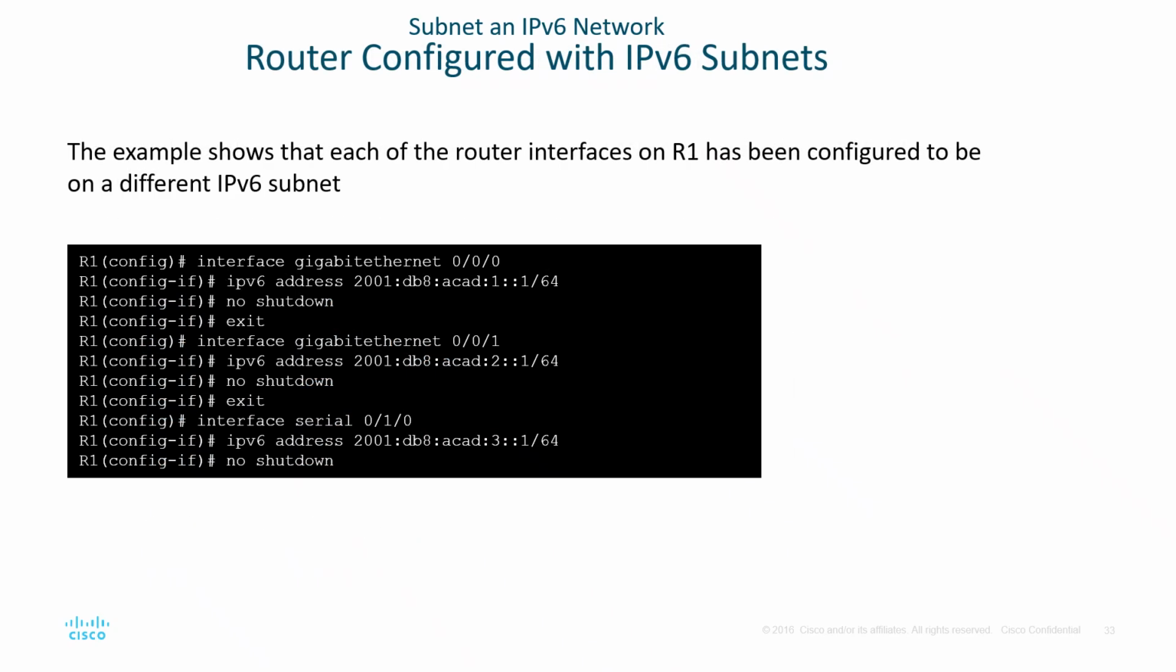Lastly, when we go in there and configure, this example shows that each of the router interfaces on R1 has been configured to be on a different subnetwork. And so as you saw in the previous lab you did, router to router, you do need your prefix. In IPv4, it is the IP address and the subnet mask. In IPv6, it is the IP address and the prefix. If you simply type in the IPv6 address without the prefix, your device will tell you that you're wrong.